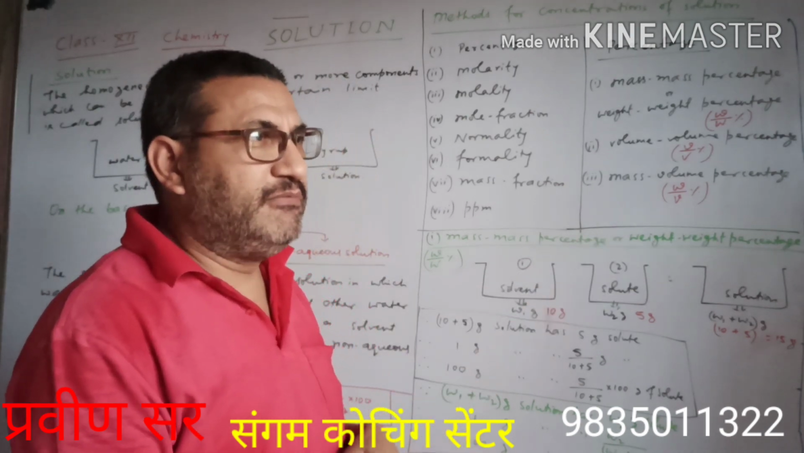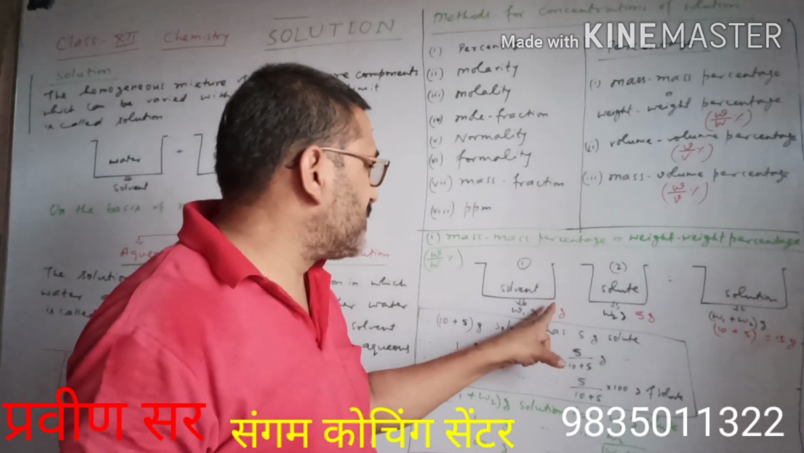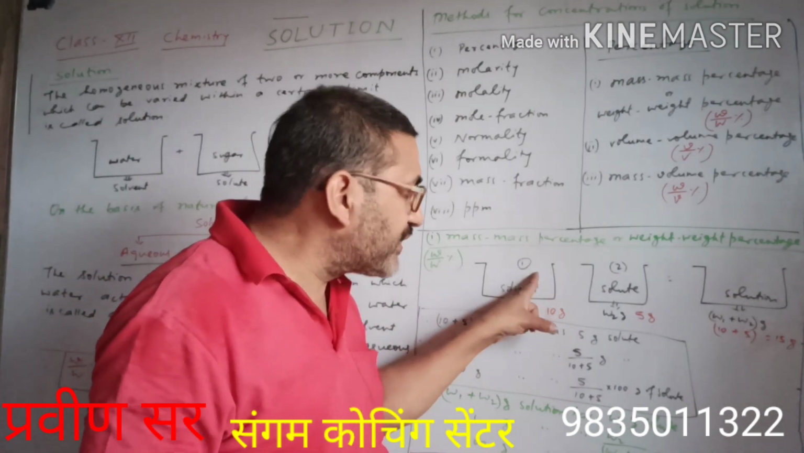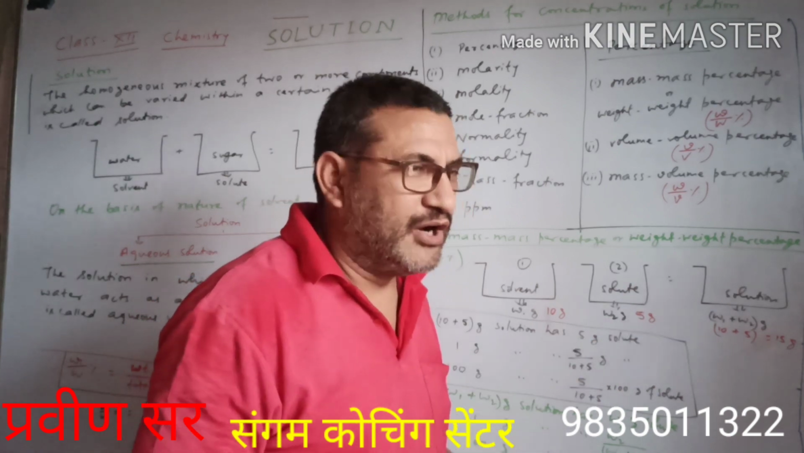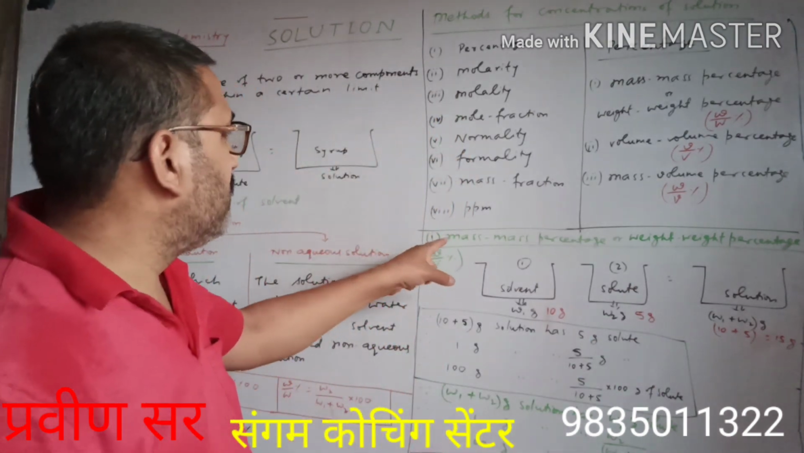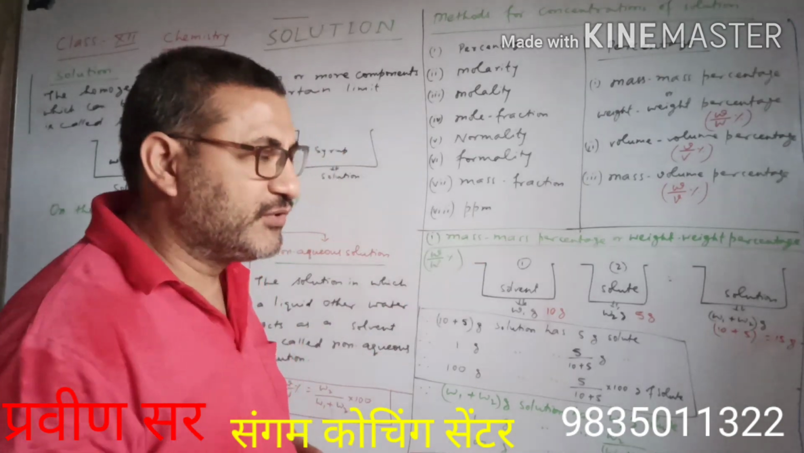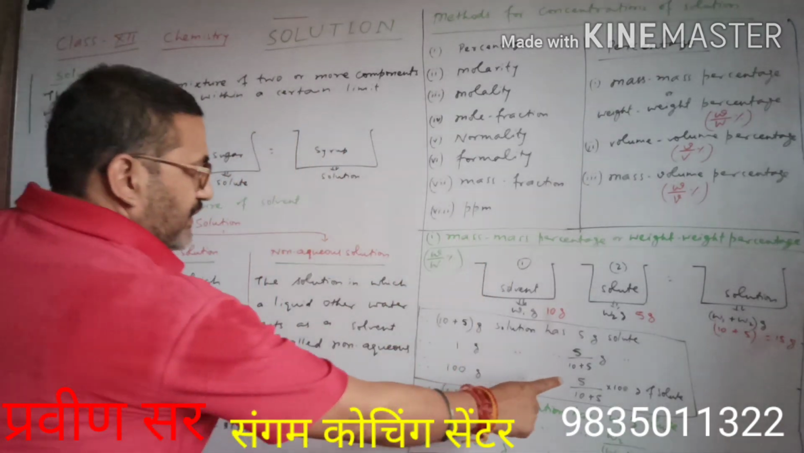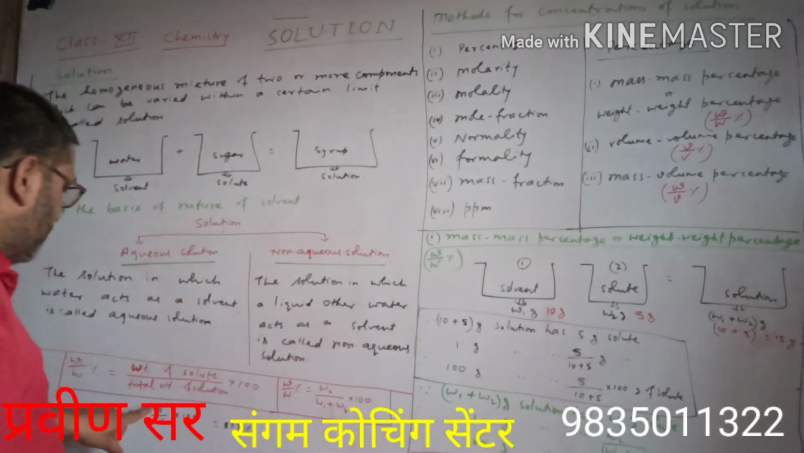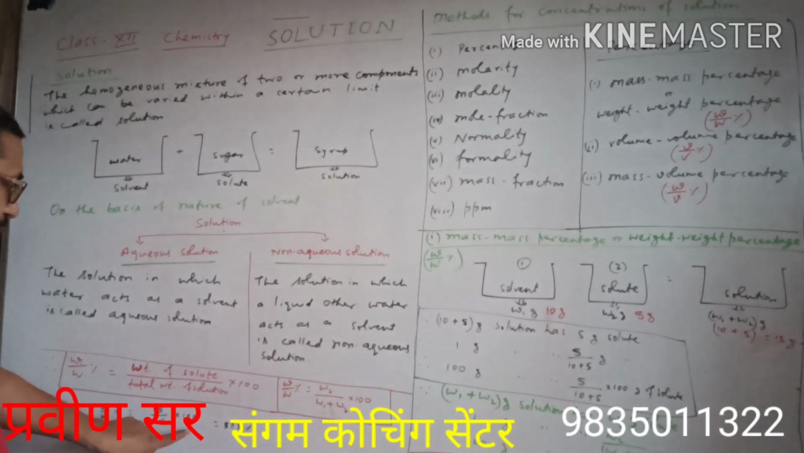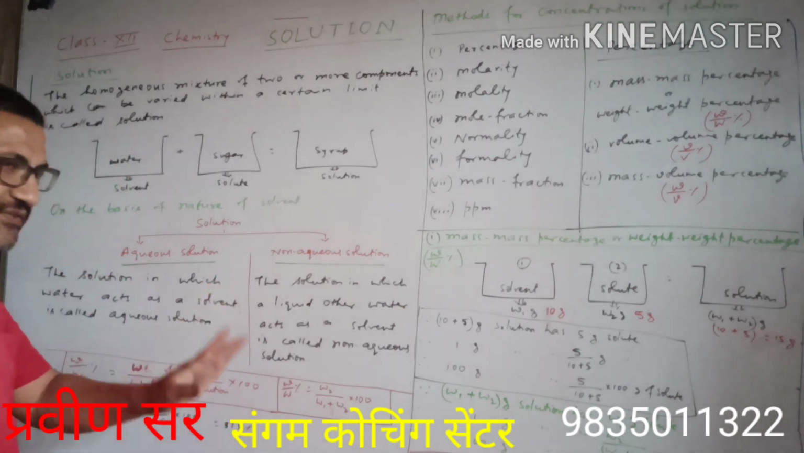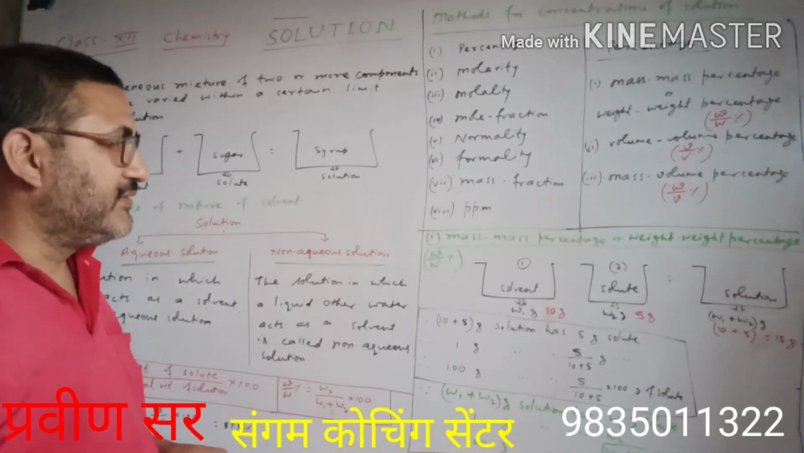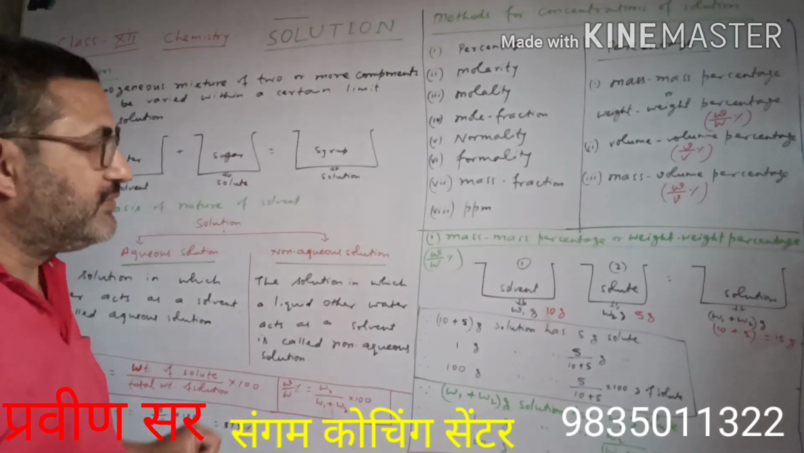Then what will be the answer for this question? When we take 10 gram of water and 5 gram of sugar, then what will be the W by W percent of the solution? We can write here 5 by 10 plus 5, that means 5 by 15 into 100, is equal to 33.333, that means about 33%. Now you can write it down.